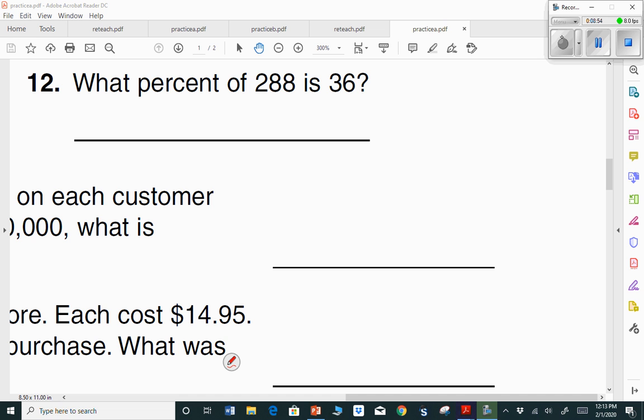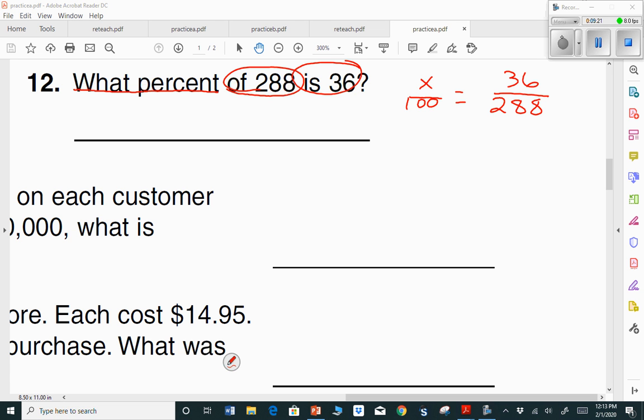Okay, let's go ahead and do number 12. Set up our proportion. Put 100 on the bottom here. We do not have a percent. It says what percent. So the X goes on the top. The of number goes on the bottom. And the is number goes on the top. That is the part over the whole.